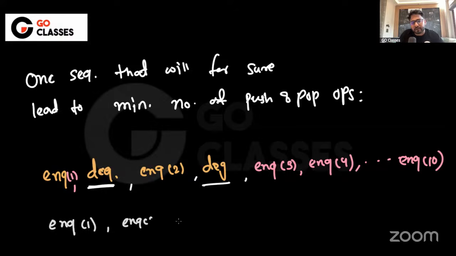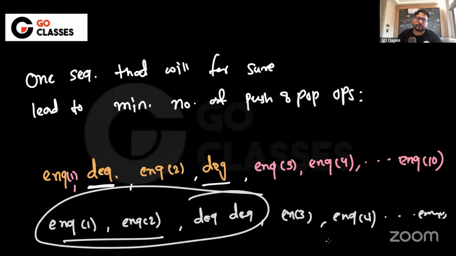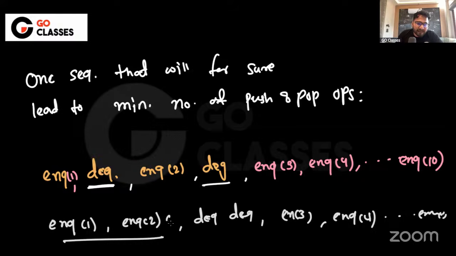For example, NQ2, and here since you have two DQ, all the DQ immediately after the NQs. So DQ and DQ, and then NQ3. This will also lead to NQ4 minimum number, because the number of NQs in the prefix are not more than the number of DQs. So if you want to do two DQs, then before the two DQs there has to be only two NQs. If there is one more NQ, then basically this is an unnecessary transfer. So this will also lead to minimum.